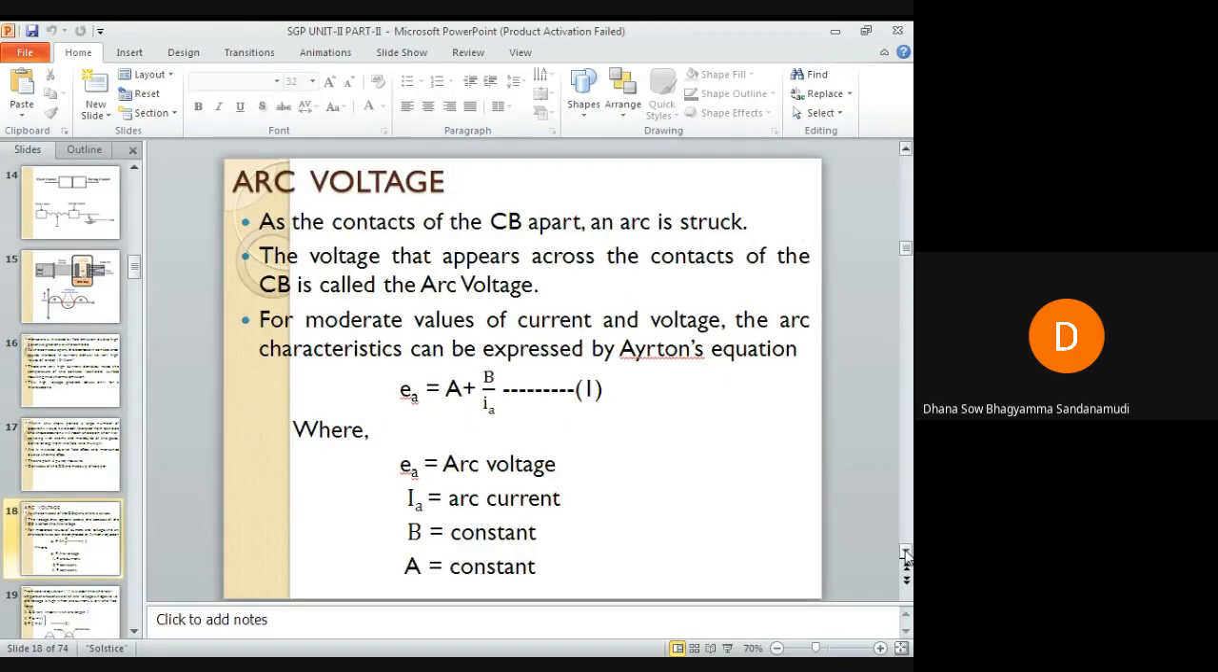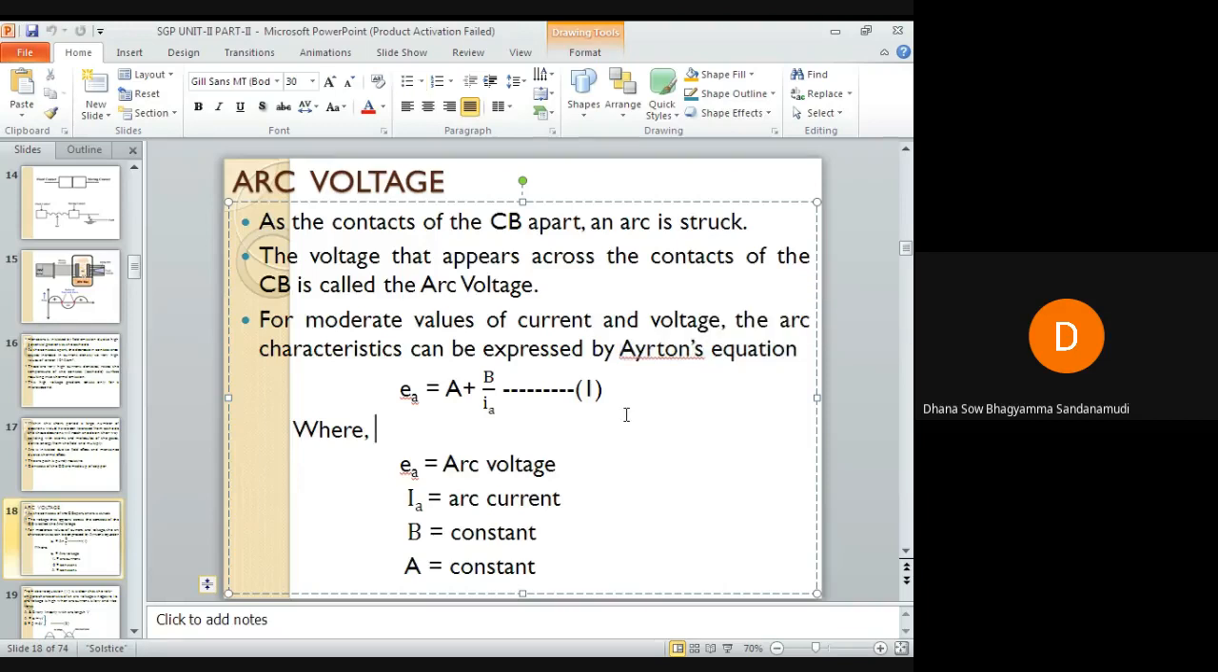So for moderate values of currents and voltages, the arc characteristics can be expressed by Cassie's equation, that is EA is equal to A plus B by IA, where EA is the arc voltage, IA is the arc current, A and B are the constants. According to this equation, the arc characteristics for moderate values of currents and voltage of arc can be obtained.